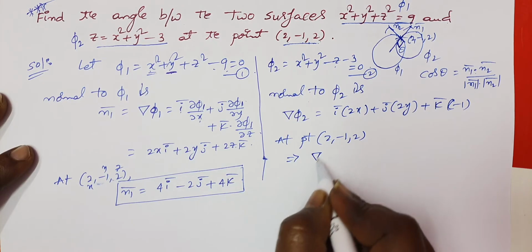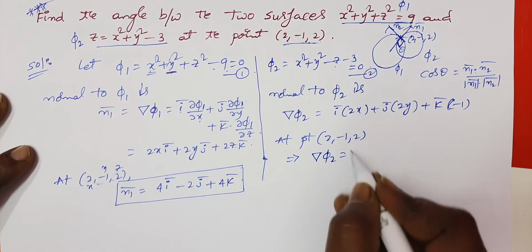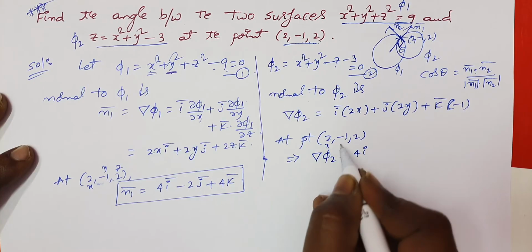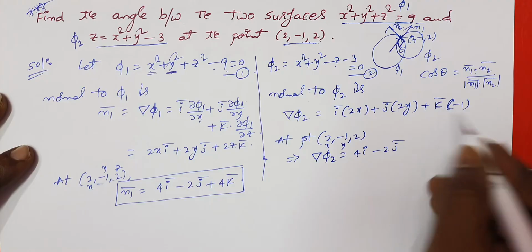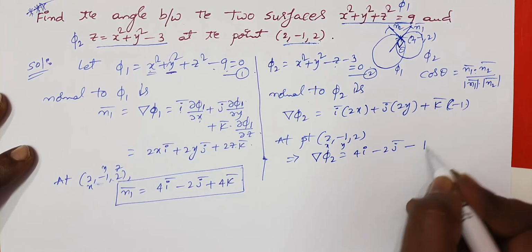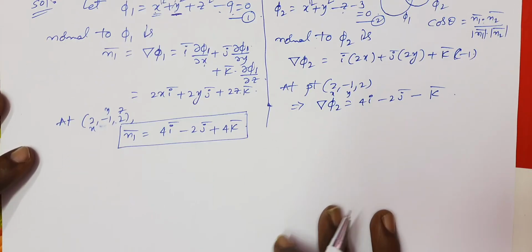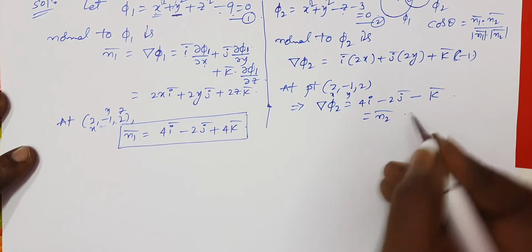So you will get del phi 2 is equal to 2 twos are 4 i bar, replace y is equal to minus 1, so you will get minus 2 j bar, and there is no z coordinate, so plus minus k bar. This is n2 bar.